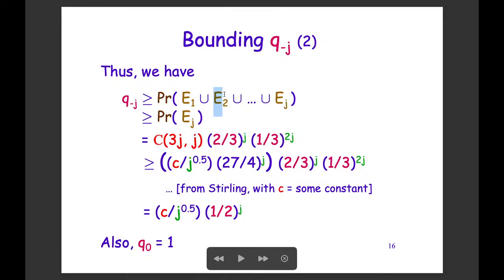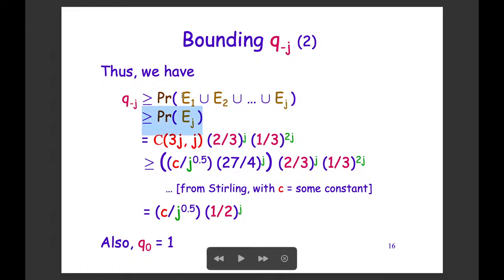E2 means two steps backward during the whole running time. EJ means J steps backward. Okay, yeah, because we are at Q minus J. But then what we are really bounding this probability with is just a very crude approximation.